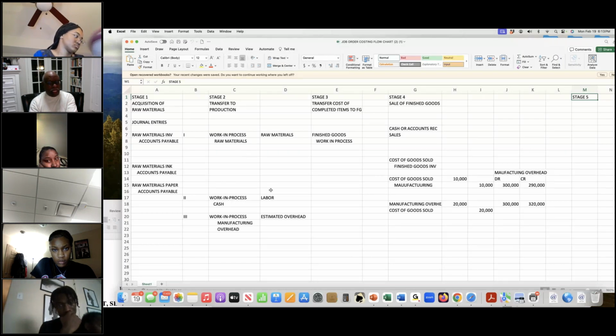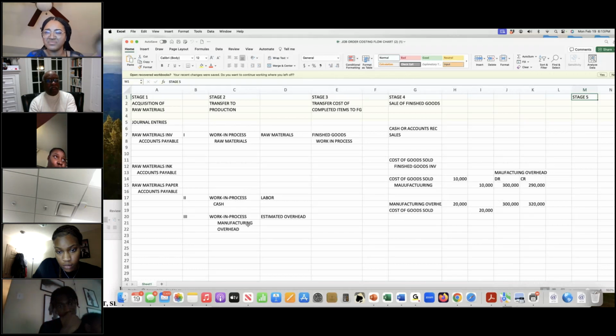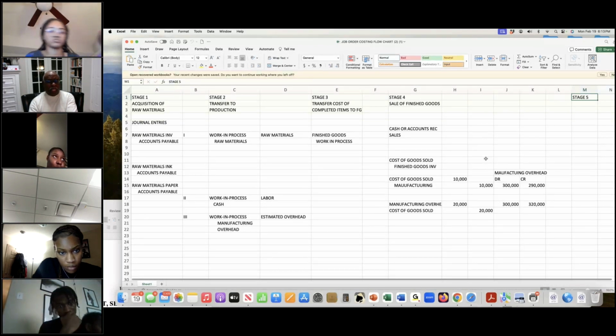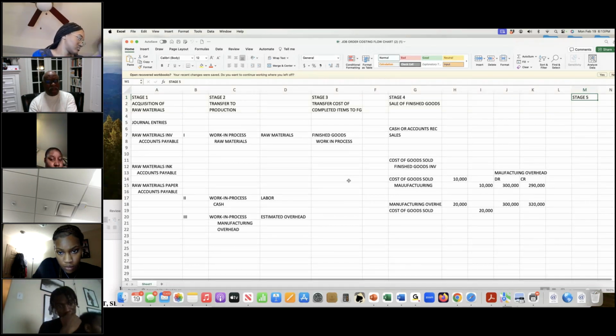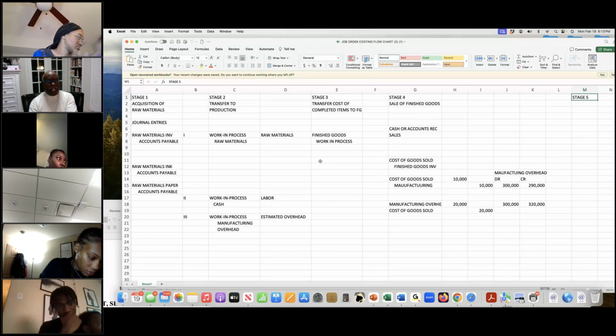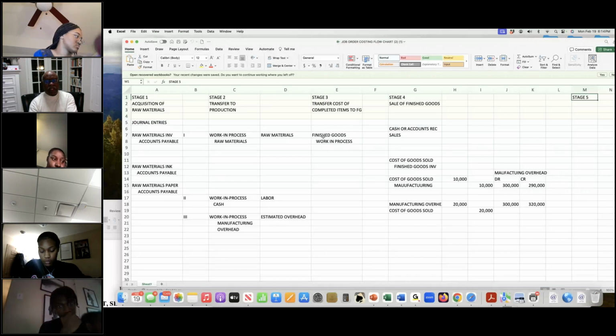Then we will record the labor. Then we will record the estimated overhead. We accumulate these costs, and once we finish the item, in stage 3 we transfer the cost from work in process to finished goods.